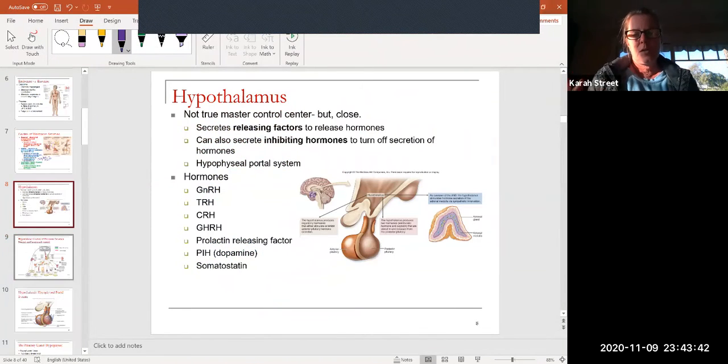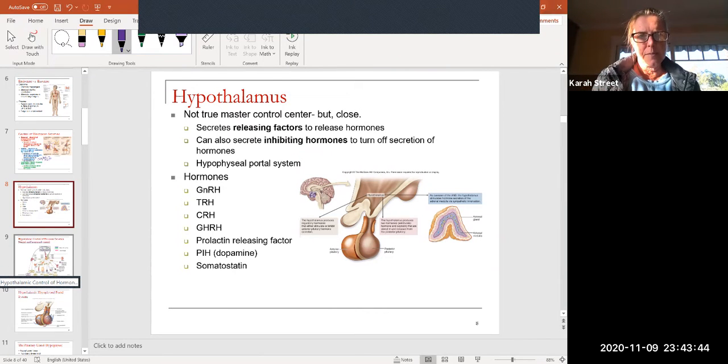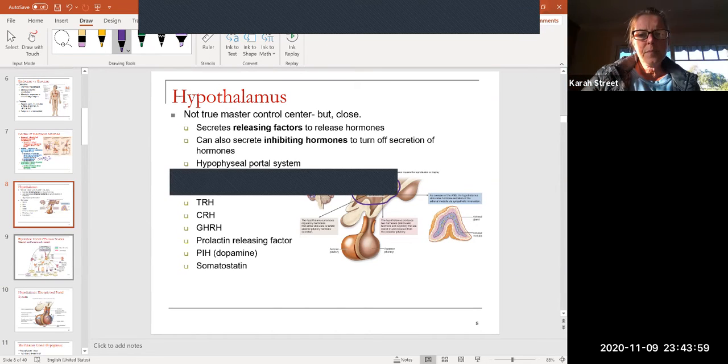So let's start with an endocrine gland. Let's pick the hypothalamus. The hypothalamus is an almond, and it's above, it's superior to your pituitary.